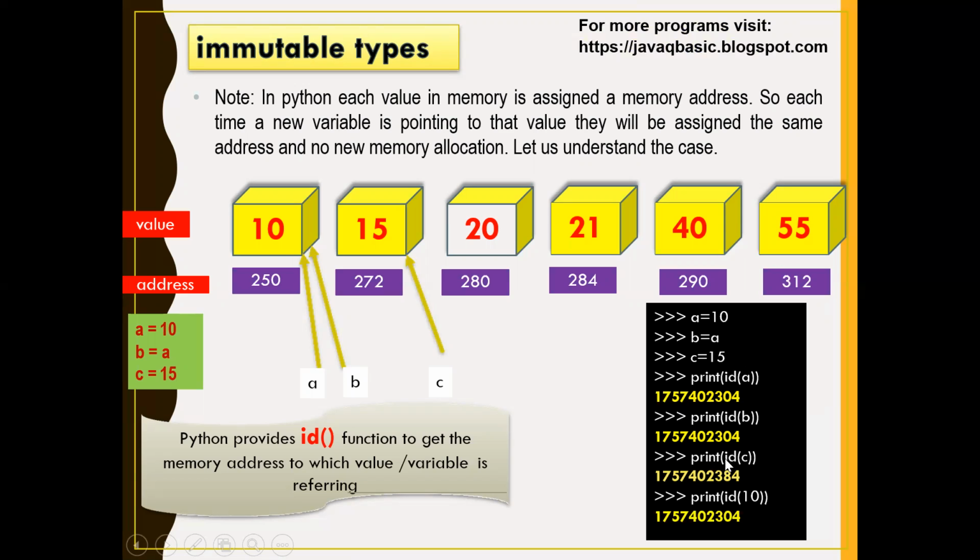Now print id of C. Here the id is different. Print id of 10. Okay, this 10 value's id I want to print. So whatever the id of A is, the same id of 10 is also there.